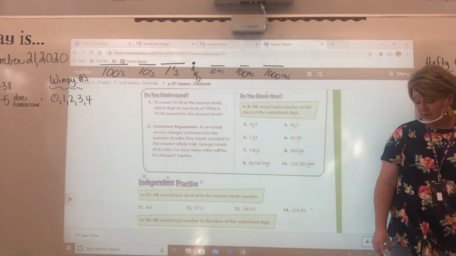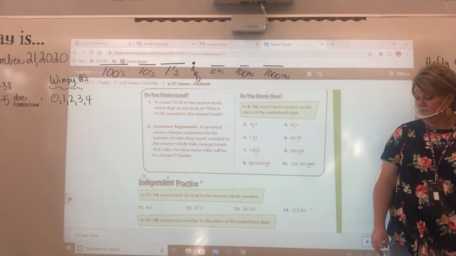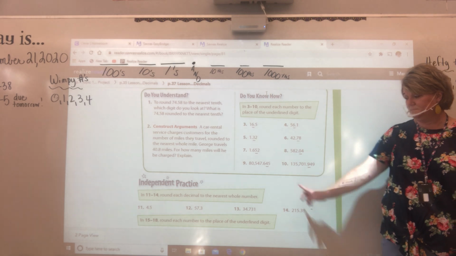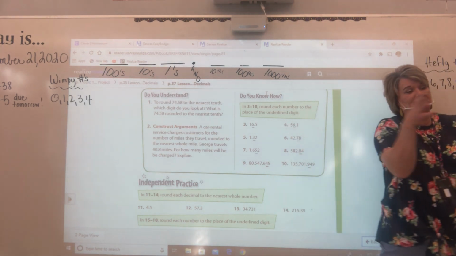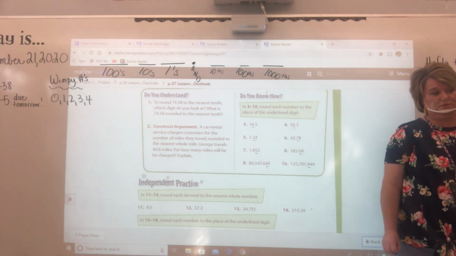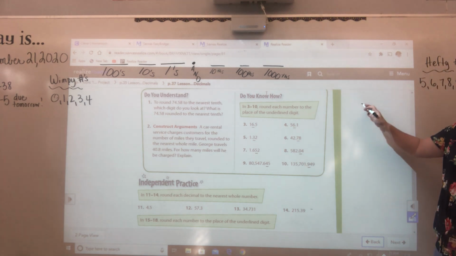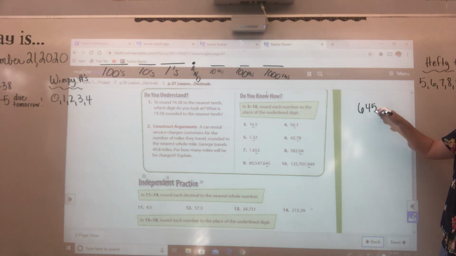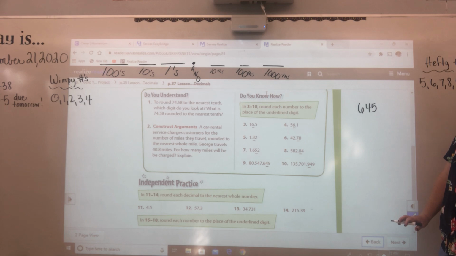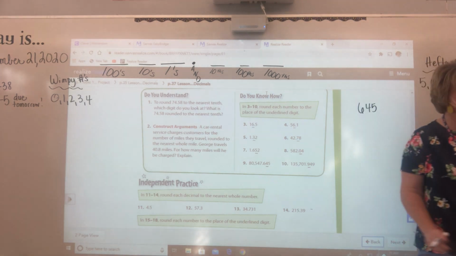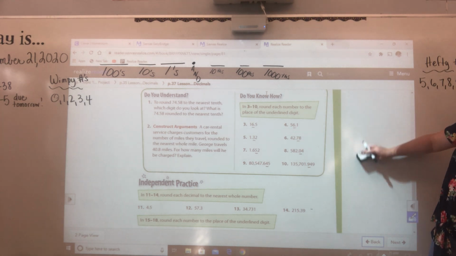80,547 and 60. How do you say 645? Say 645 all together. How do you say this number all together? 645. How do you say that number? 645,000. Yeah, 645 thousandths. Okay, let's say it together.